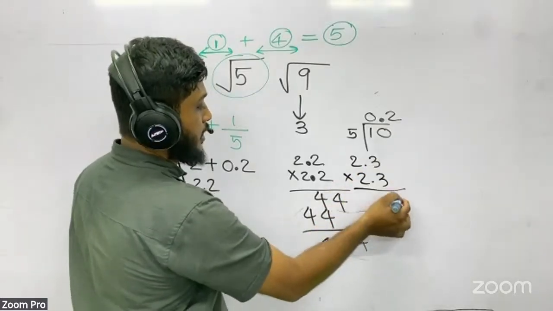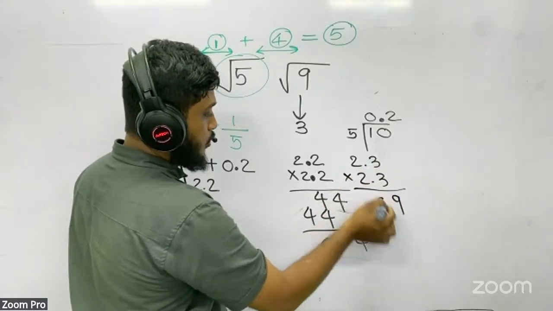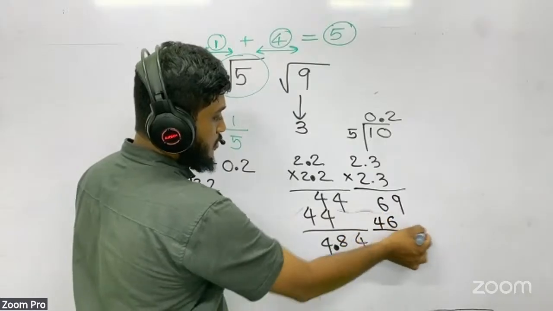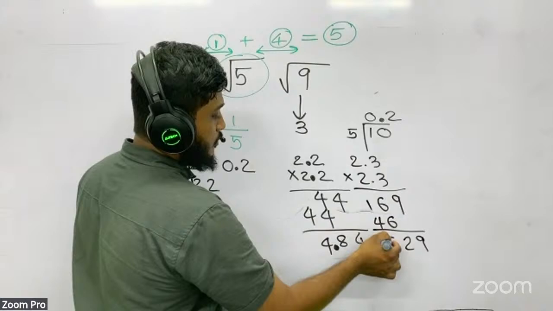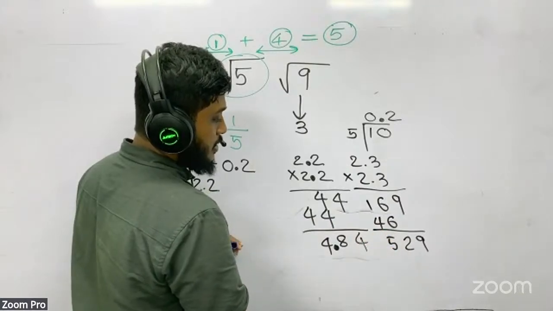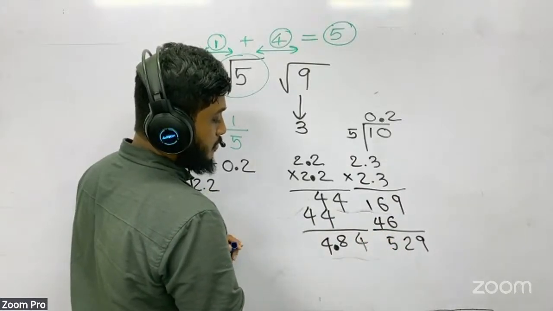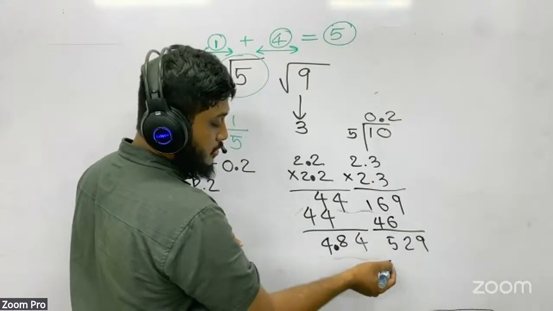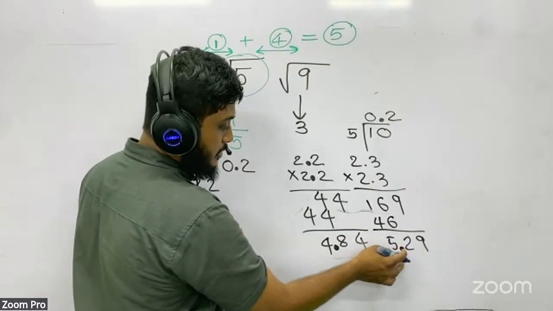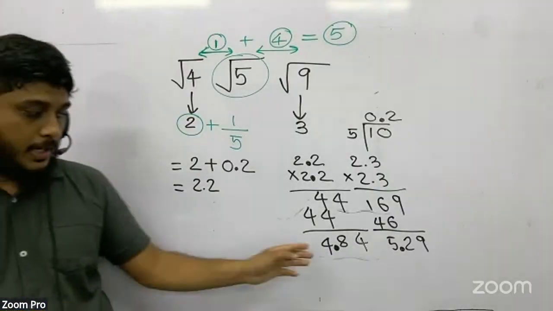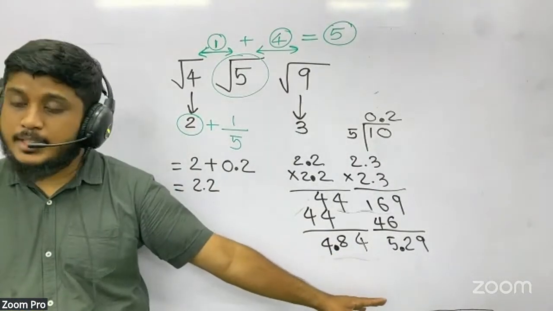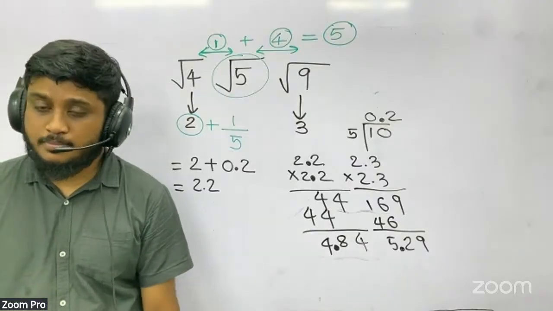3 into 3, 9. 3 into 2, 6. 2 into 3, 6. 2 into 2, 4. Here 9, 6 and 6 become 12. 1 remainder, 1 and 4 become 5. Where should I give the decimal point? Between 2 and 5. Very good. Now what is this answer? 5.29. After getting these two values, I have to see which one is closer to 5.